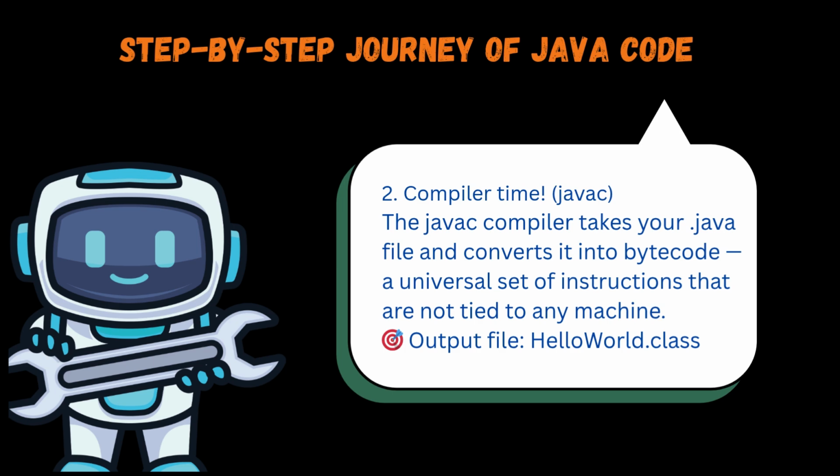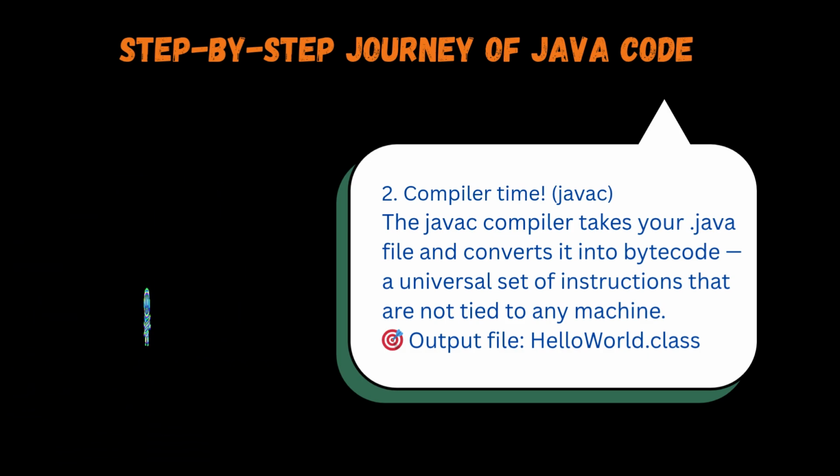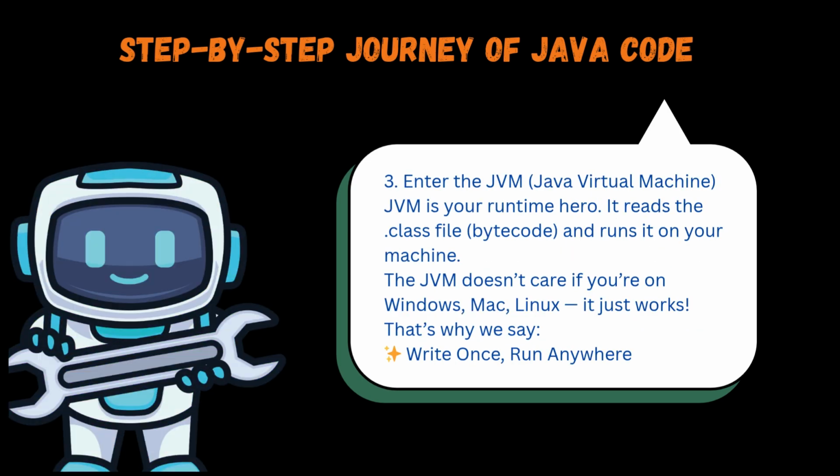So the second step is of compiler, okay, that javac, that .class file only. So it is getting converted because of the compiler. The compiler's job is to convert the Java file into bytecode, and that bytecode is not tied to any machine. It can run on any machine. And that bytecode can run on any machine because of JVM.